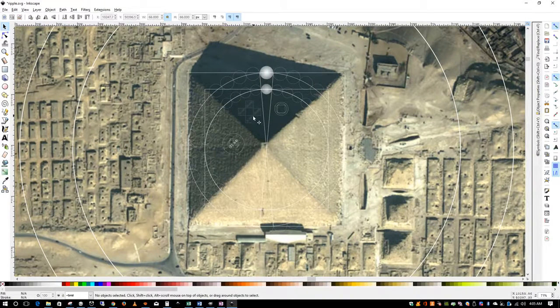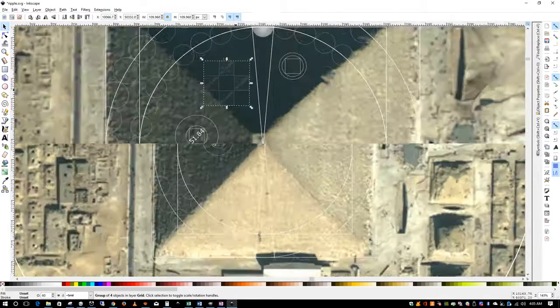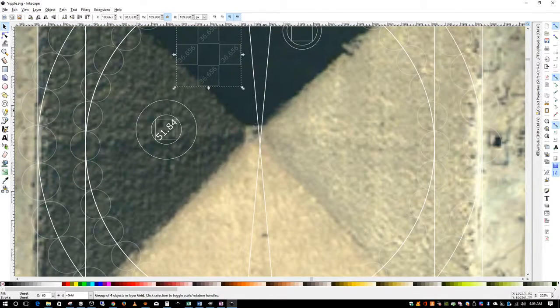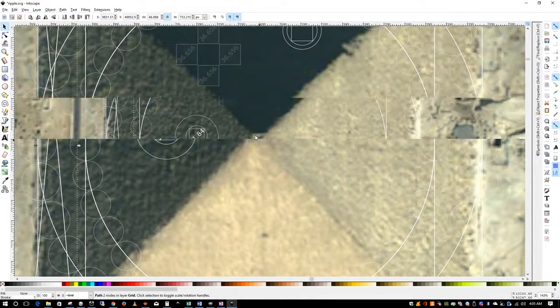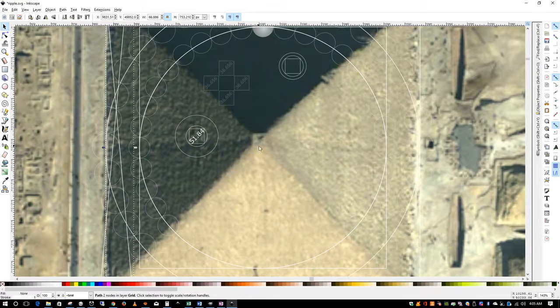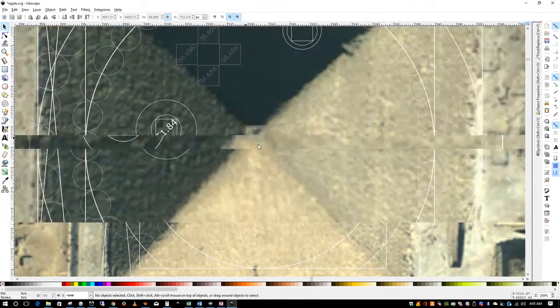So if you take the 5184 and you divide by the square root of 2, and let's move this guy out of the way too so we can actually see that area. Now if anybody can find anything that's clearer than this out there, let me know. But we can pretty much see what's going on here because we've at least got one half of it, right? We've got the other half too, but it's just not as clear.